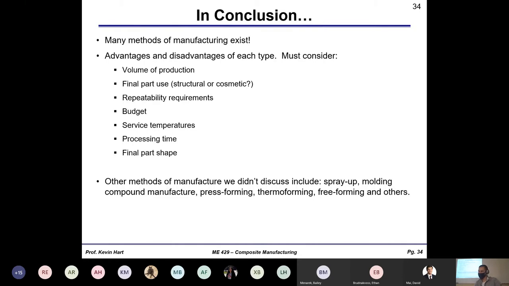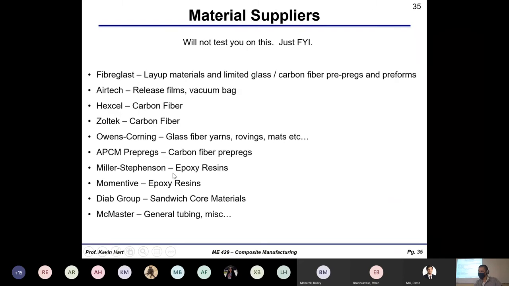All right, so other methods we didn't talk about include spray up molding, compound manufacture. This is a whole other topic, you could have a whole lecture on that alone. Press forming, thermal forming, free forming, other methods that are out there, but not as common, okay? I'm really only going to focus on the big ones: RTM, VARTM, vacuum bagging and autoclaving, pultrusion, filament winding. Those are like 90 to 95% of the production of composites. All right. Any questions about the manufacturing portion of this course?